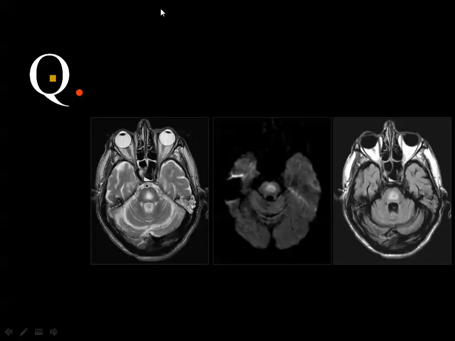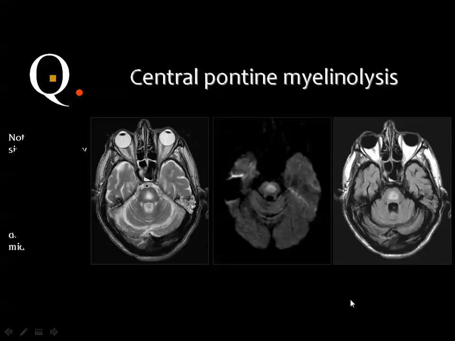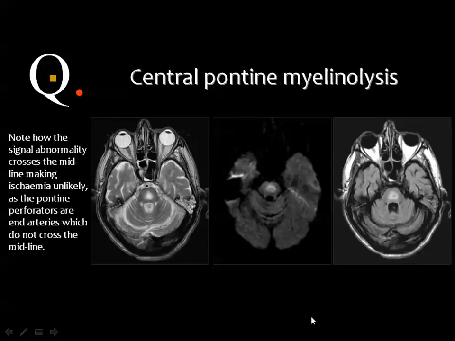MRI T2, FLAIR, diffusion, showing a high signal lesion in the central part of the pons with restricted diffusion. Glioma is a space-occupying lesion that expands the brain stem with characteristic extension around the basilar artery, and this is not. Osmotic myelinolysis, central pontine myelinolysis.